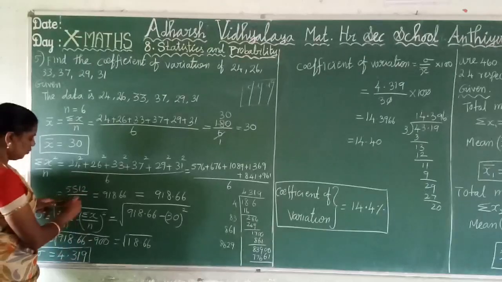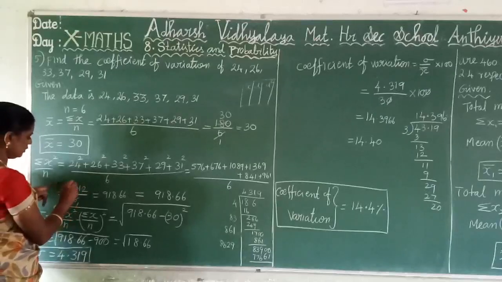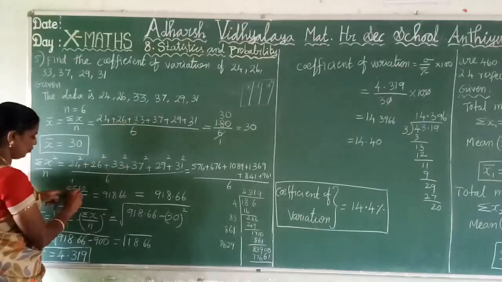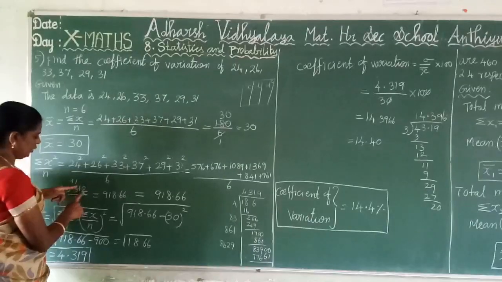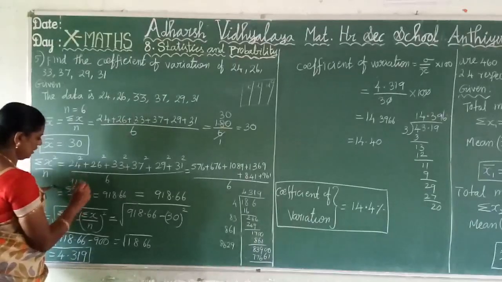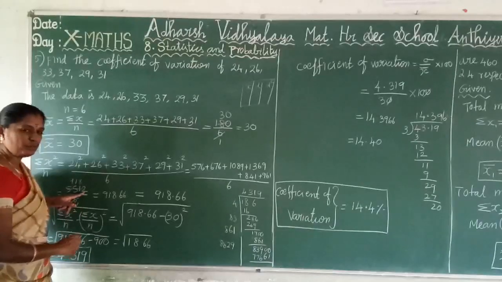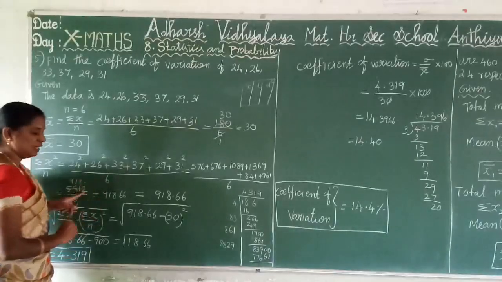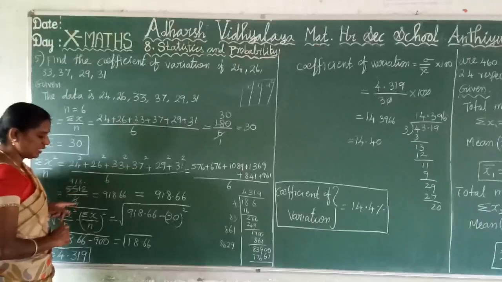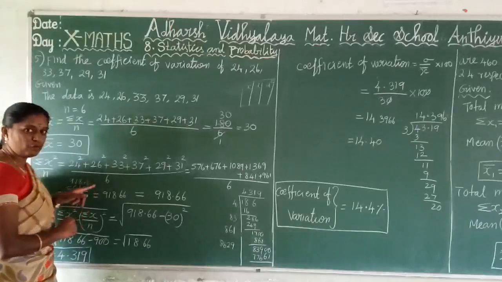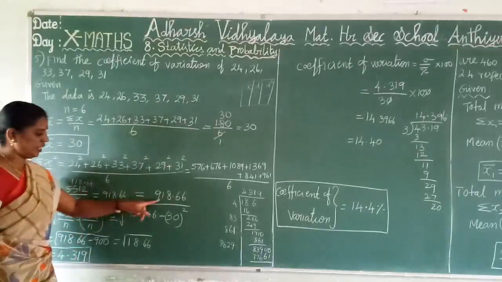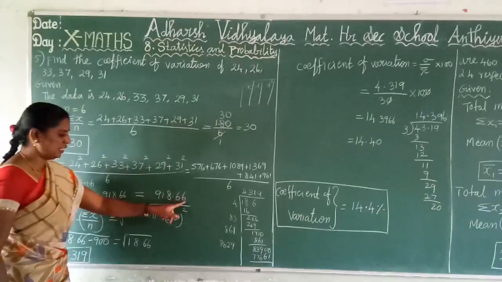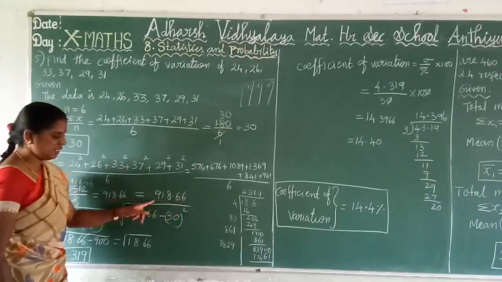So divide 5512 by 6. 9 6s are 54, remainder 1, bring down 1, 1 6 is 6, remainder 5, bring down 2, 52. 8 6s are 48, remainder 4, add 0 after the decimal, 40, 6 6s are 36, remainder 4, and then add 0, 40, 6 6s are 36. So it's going on. So 918.66. Clear? That is the answer.